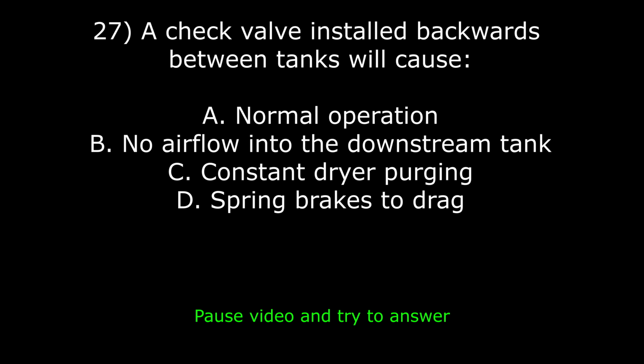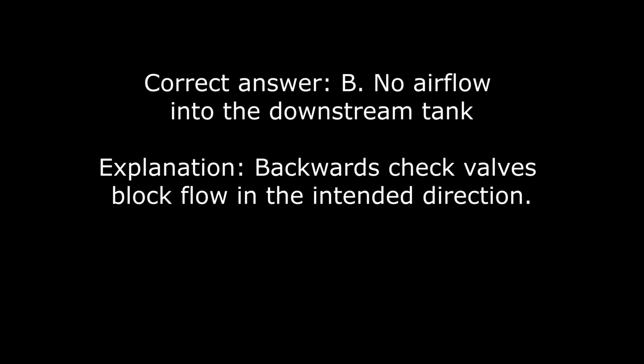27. A check valve installed backwards between tanks will cause A. Normal operation. B. No airflow into the downstream tank. C. Constant air dryer purging. D. Spring brakes to drag. Correct answer? B. No airflow into the downstream tank. Explanation: backwards check valves block flow in the intended direction.